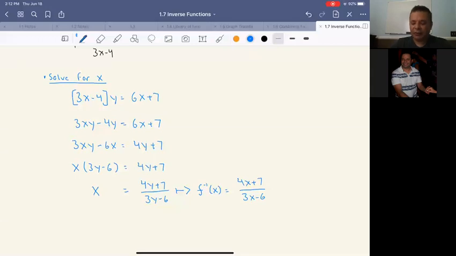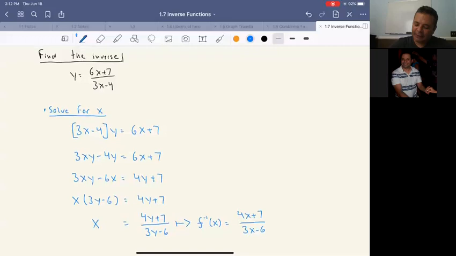Simple as that. Now, one of the questions we might be asked is to find the domain and range of y. And that's going to actually work here. Okay, so the domain, remember, we cannot divide by 0. So 3x minus 4 cannot equal 0. Okay, so x cannot equal 4/3.